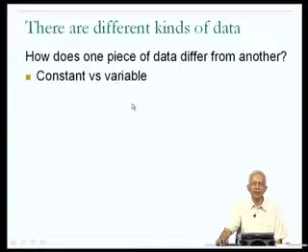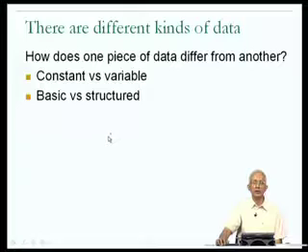So that's one way in which data can differ. Both of these are pieces of data. Now another way in which data can differ is that some data is basic, whereas other data is structured. What I mean by a piece of data that is basic is that it has a single value associated with it at any point in time.